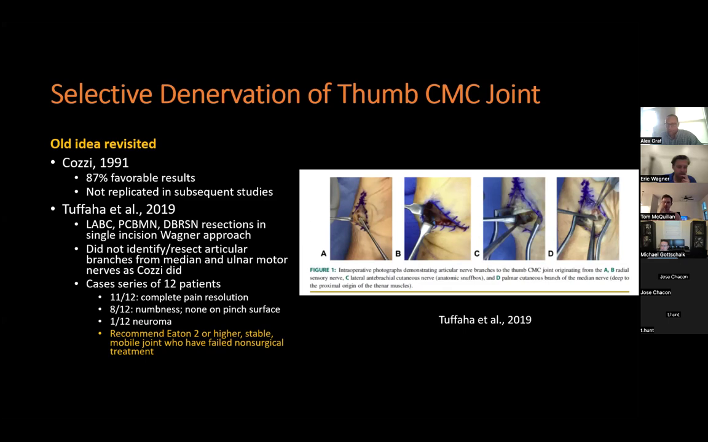This is all over the meetings right now, but frankly, this is an old idea. It's 30 years old. Cozy described this in 1990 with good results. The issue has always been, congratulations, you denervated the joint, they don't hurt, but now they have a numb patch of skin around their thumb that they complain about. So I think that as the techniques have improved and the outcomes have become more predictable, this will likely catch on, especially for early disease or someone that's not a good surgical candidate.